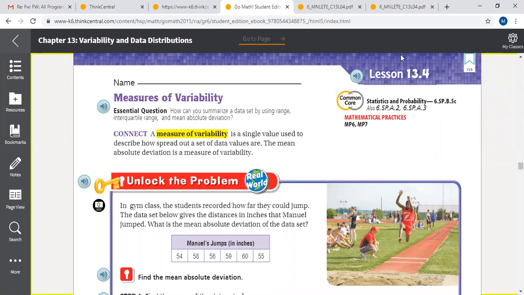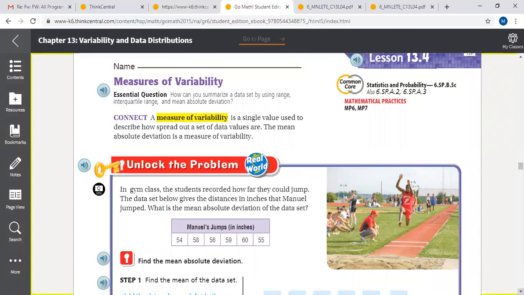Firstly, what do we mean by measure of variability? The measure of variability is a single value used to describe how spread out a set of data values are. The mean absolute deviation is a measure of variability. Example 1: in gym class, the students recorded how far they could jump. The data set below gives the distances in inches that Manuel jumped. What is the mean absolute deviation of the data set?